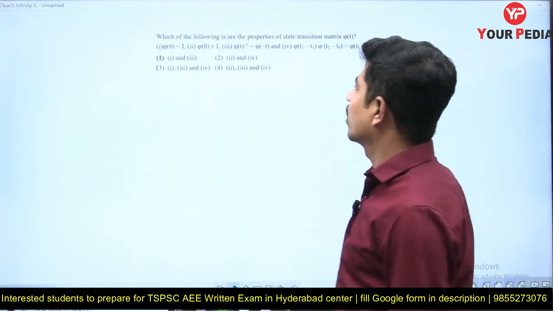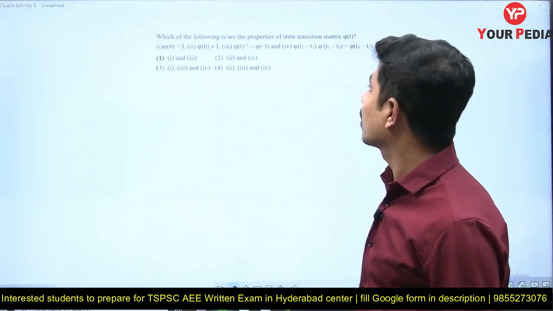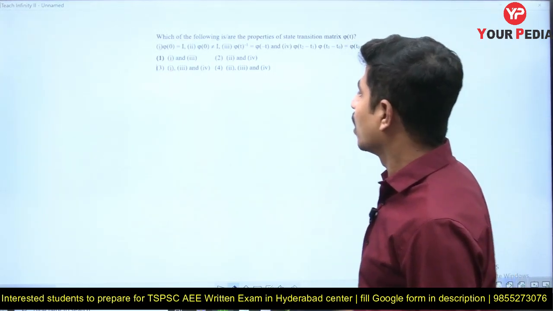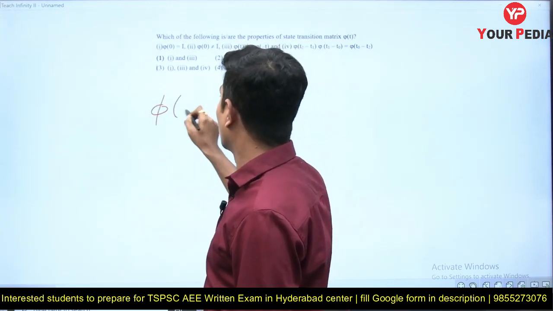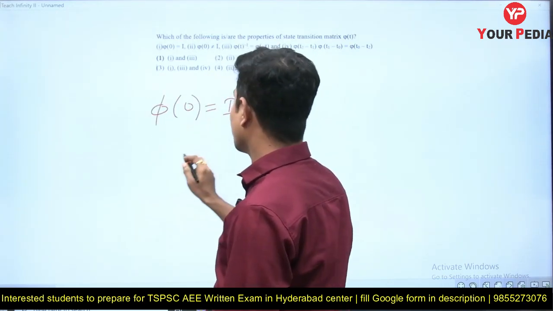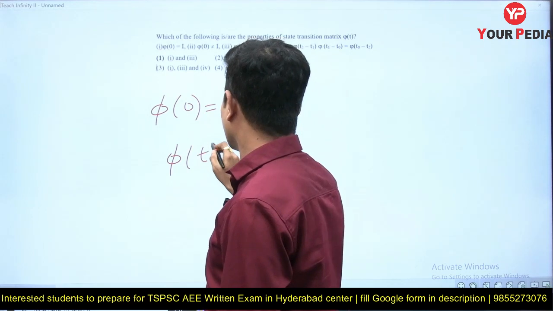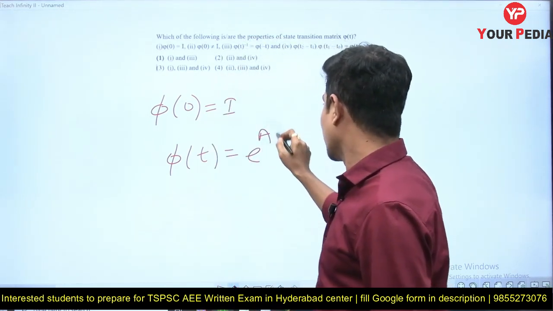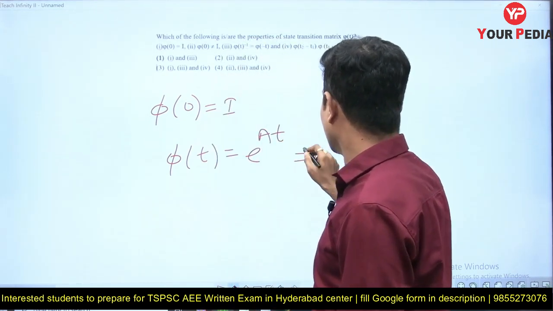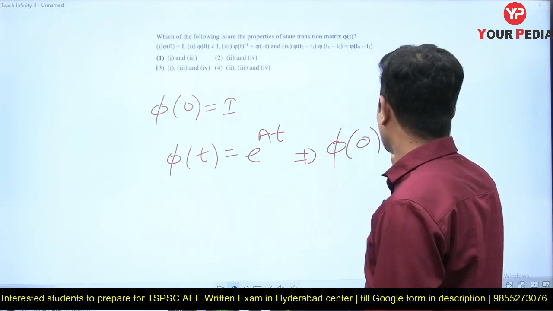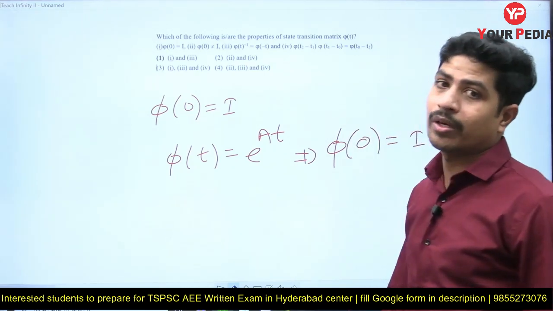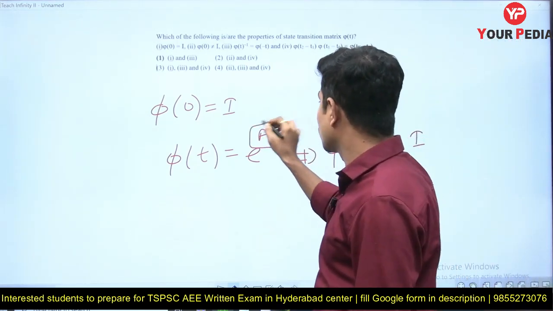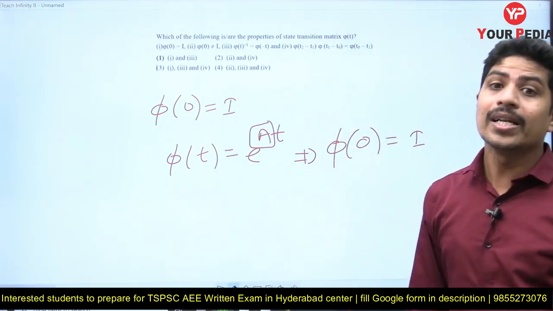This is a very simple question. Which of the following are the properties of the state transition matrix? The first one is phi of 0 is equal to I. Yes, it is correct. Why? Because phi of t is equal to e power At. If you put phi of 0, you are going to get the identity matrix. Here A is a matrix, please don't misunderstand. A is not a number, it is a matrix.